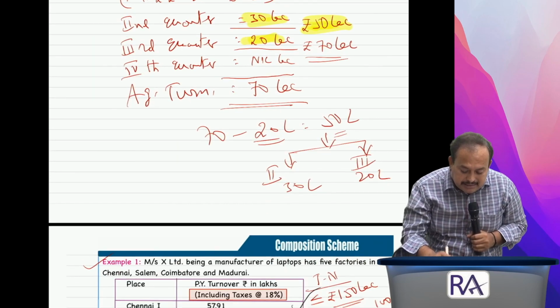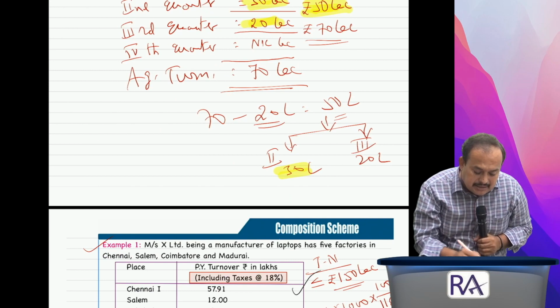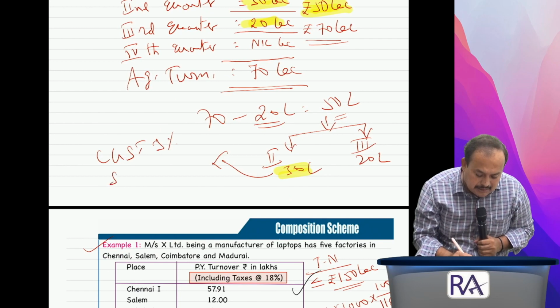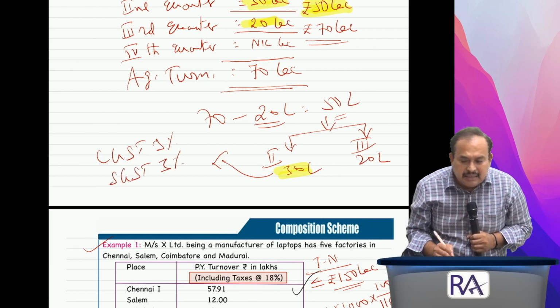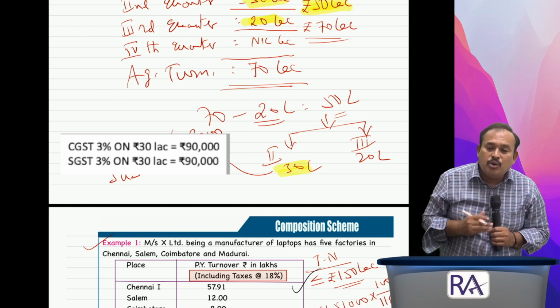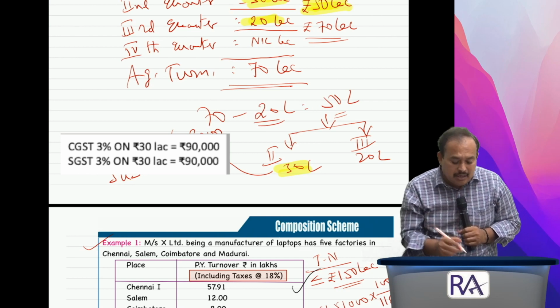The 30 is what will attract CGST 3%, SGST 3%. On 30 lakhs, it works out to how much? So that much is liable to pay as CGST. Now it is under the composition scheme.